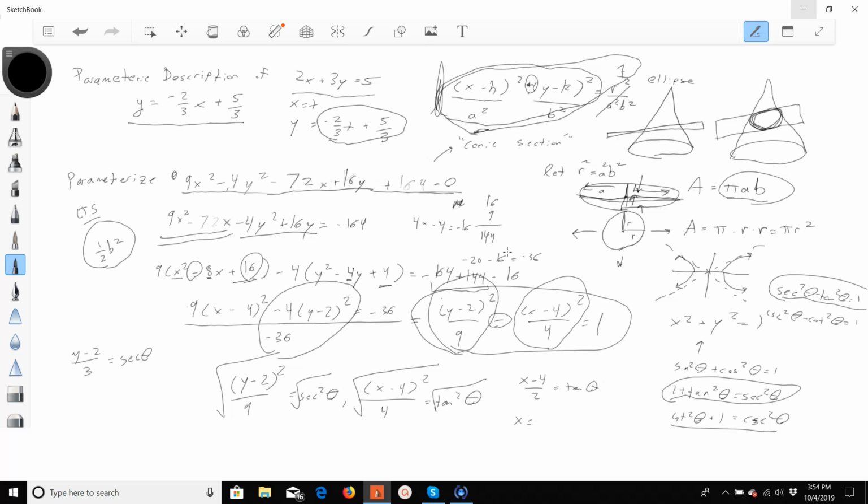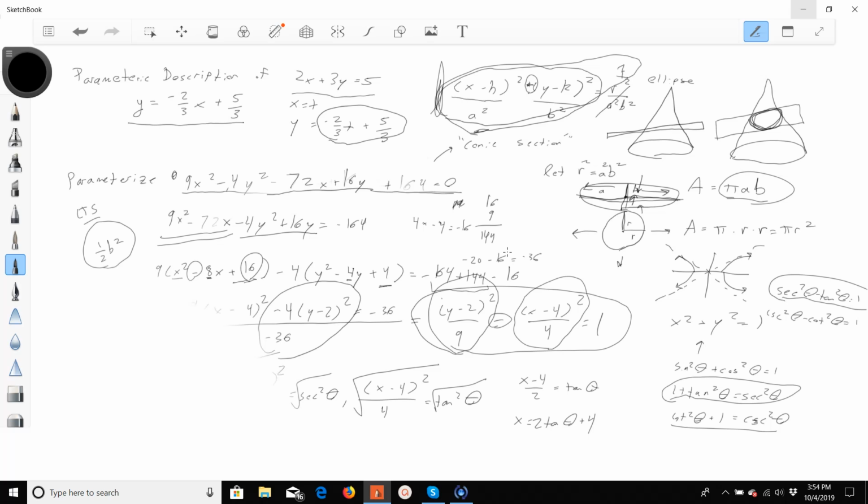So x is equal to 2 tan theta plus 4, and y is equal to 3 secant theta plus 2. And that is one parametric description of the function that works. I guess since I'm making a video on it, I might as well.